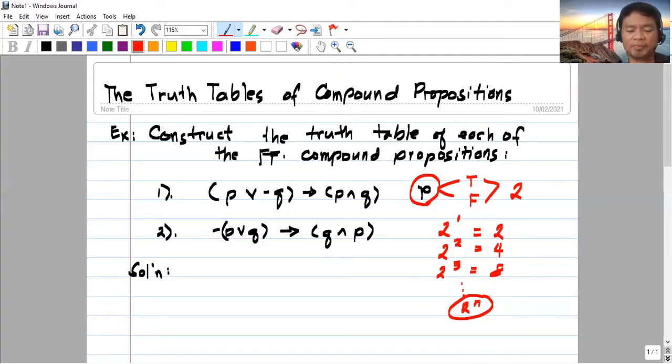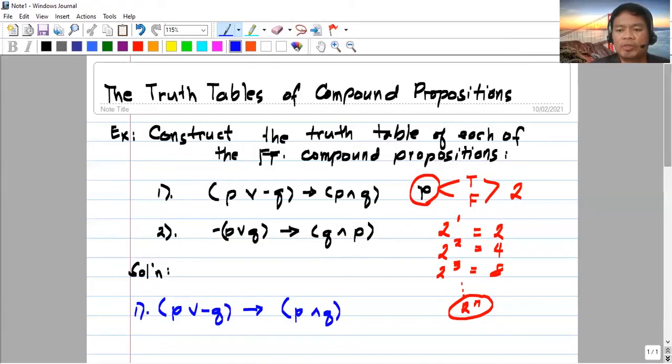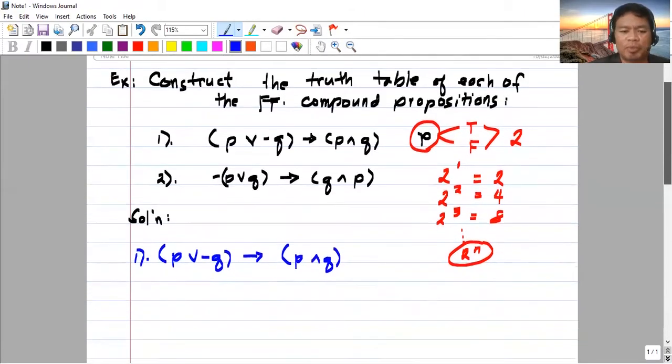Okay, is it clear? So we have to look into the number of variables in the proposition so that we can determine how many rows to provide in that truth table. Okay, let us start. In the first example, we have here P or not Q implies P and Q.